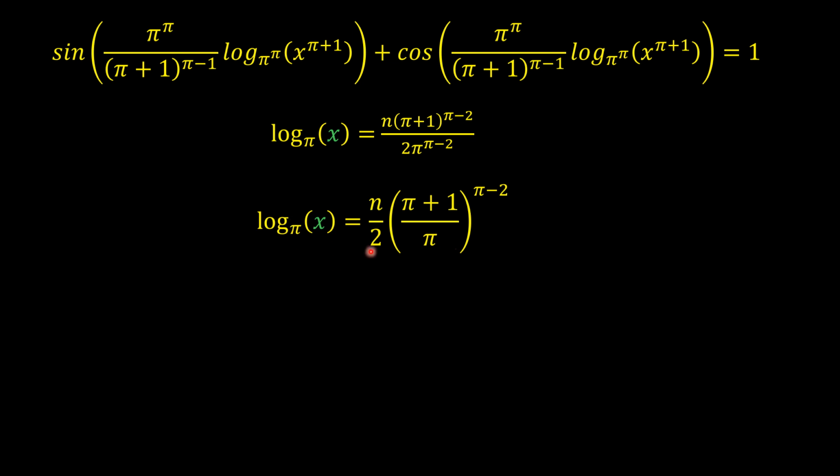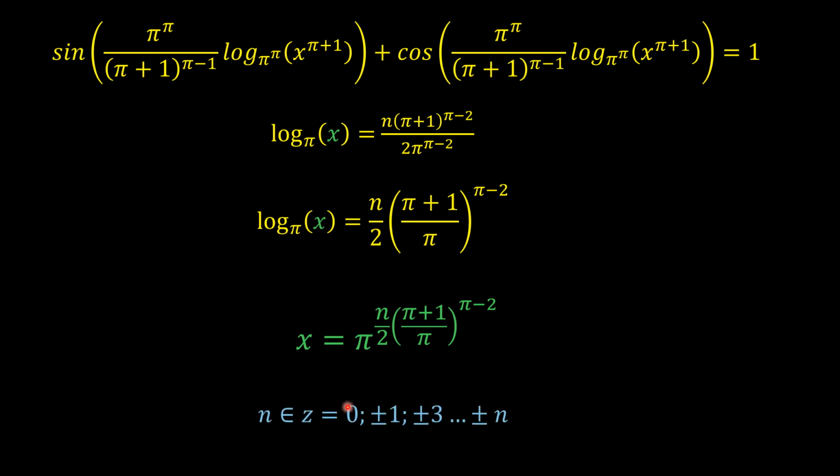And applying a basic property of logarithm, we know that x is going to be pi to this power here, right? So our x is pi to n over 2 times pi plus 1 over n, all to the power of pi minus 2. And this is our value of x, where n is any integer.